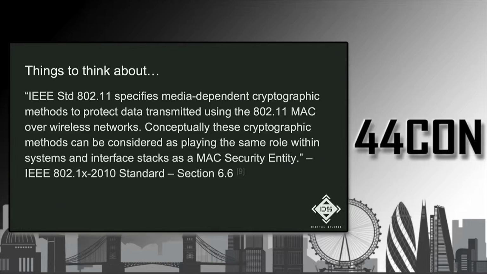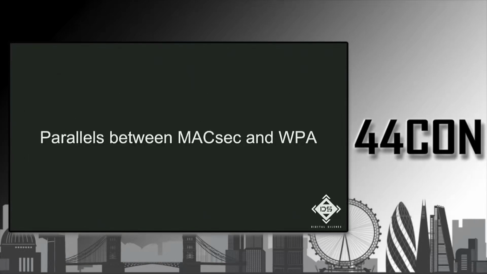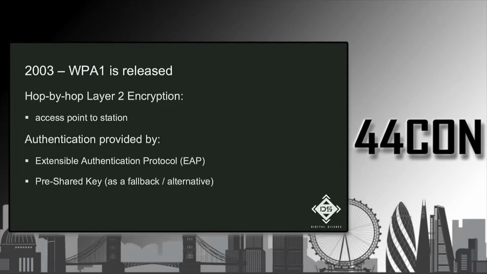And what kind of stuck out at me is they must probably be talking about WPA. And indeed, there are parallels between MACsec and WPA, although perhaps not the ones that they were intending to allude to. But when you think about WPA, it came out in 2003. That's when you had WPA1. It also provided hop-by-hop layer 2 encryption from the access point to the base station, being whatever device you connected to the wireless network. It was also providing authentication: WPA provides authentication using either EAP or pre-shared key as a fallback or alternative.